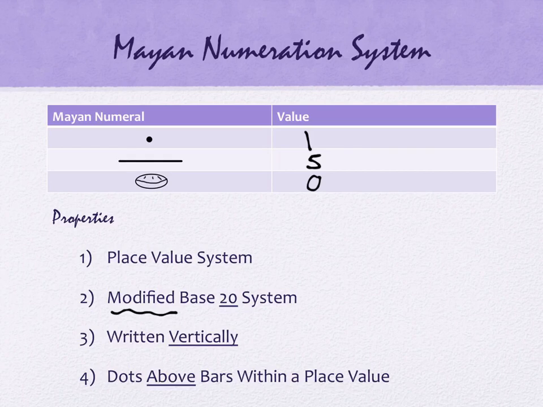It is written vertically. So their smallest place values are on the bottom, and their largest place values are on the top. Usually the biggest is on the left and the smallest is on the right. Their smallest is on the bottom, the biggest is on the top. And dots are written above bars. Example, if you had the number 6, the way you would write the number 6 would be a bar with a dot on it. Well, that's not small storage. It's not, but it's the smallest place value on the bottom.